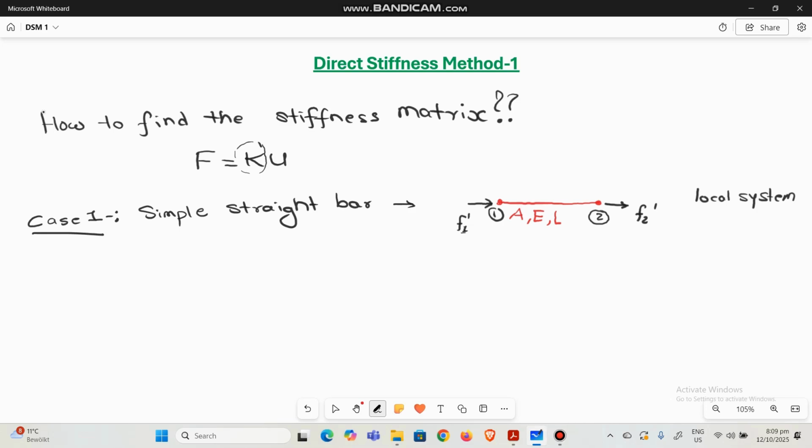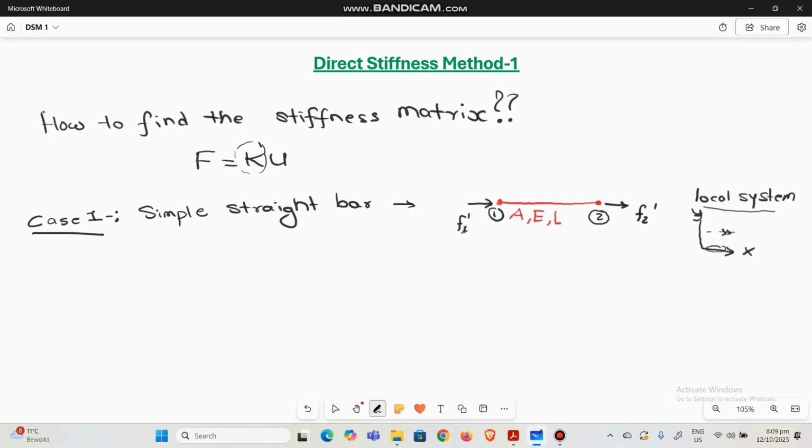which is actually the same as the global system here, because normally in our global system we have the x-axis and y-axis perpendicular to each other like this, and the bar here is exactly parallel to the global x-axis. That's why we call this to be in local system, and for local system we put dash. For this case this is the local system as well as the global system because it aligns perfectly with the global system.